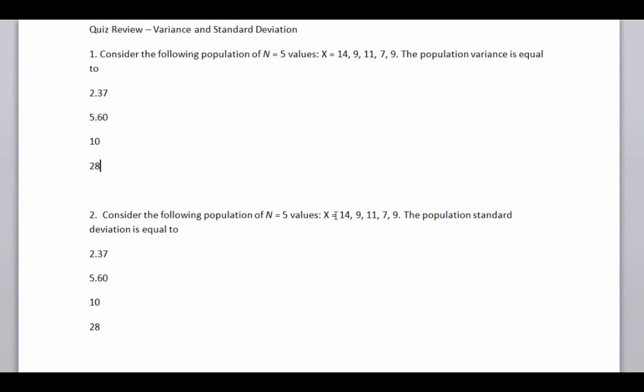And then number 2 has the exact same variable x, the same values, and here we're asked to calculate the population standard deviation. So in the review of these answers, we'll go ahead and calculate the variance and standard deviation on these 5 values. We'll go through each of the steps that are required to get to those answers. So let's go ahead and get started.